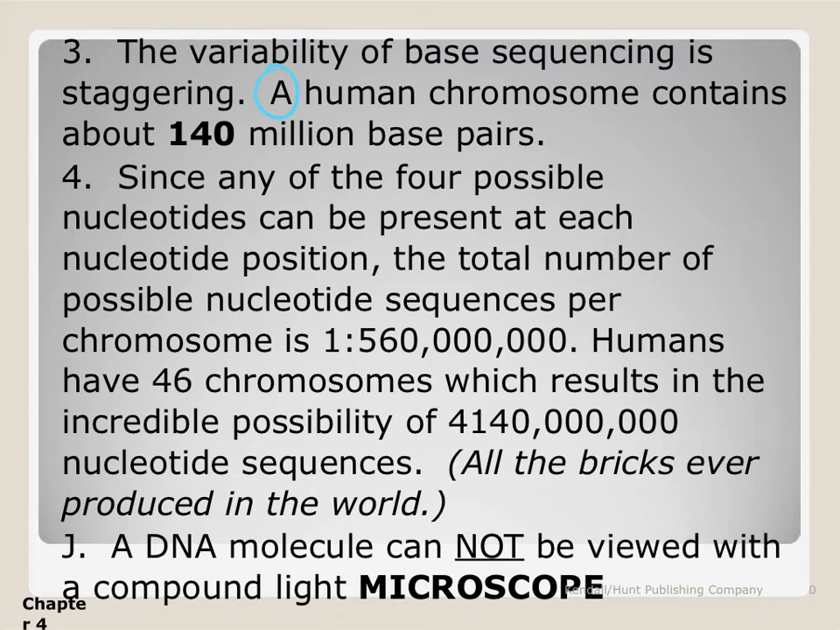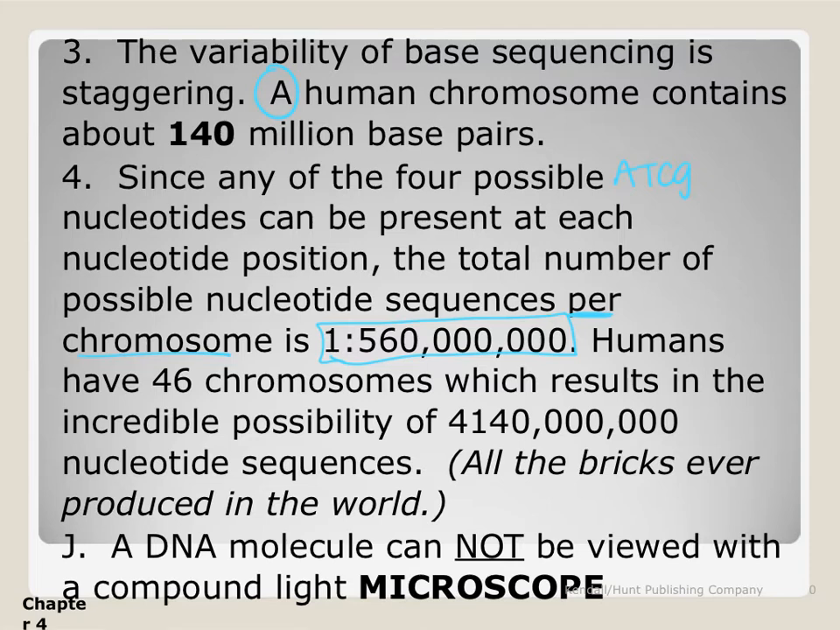Remember, you have 46. Since any of your four possible nucleotides, A, T, C, or G, can be present at any of those 140 million base pair positions, your total number of possible sequences per chromosome is 560 million. So there's a 1 in 560 million chance that you would have the same sequence as someone else.